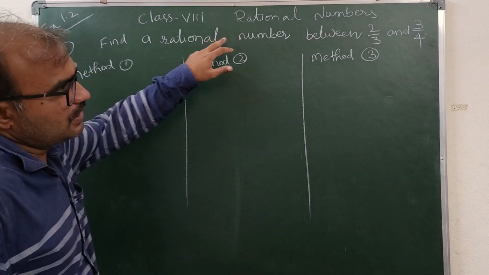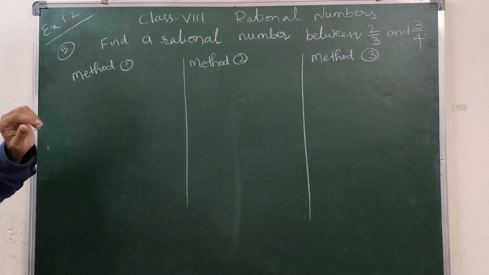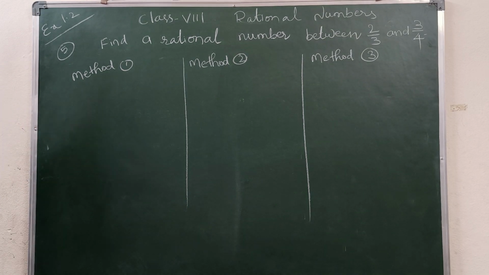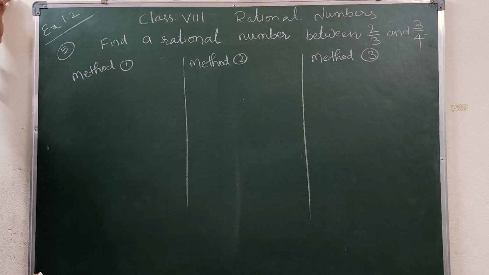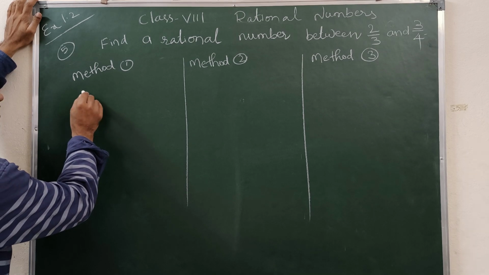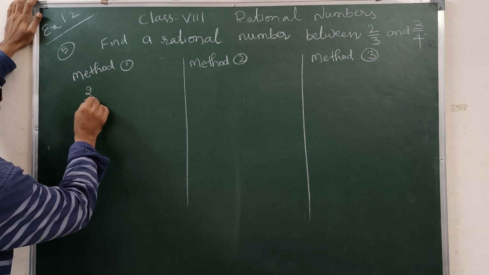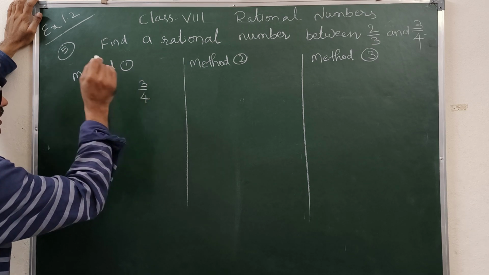Find a rational number between 2 by 3 and 3 by 4. I think it's question number 5 itself. So we will do this in 3 ways so that you will get clarity on rational numbers. So first method, I am equalizing the denominators. First of all, I am writing the given fractions 2 by 3, 3 by 4.